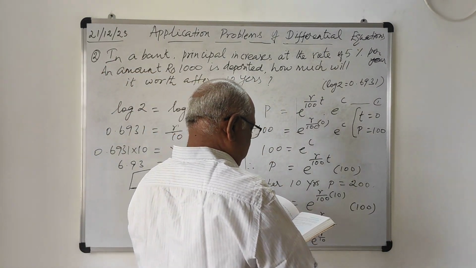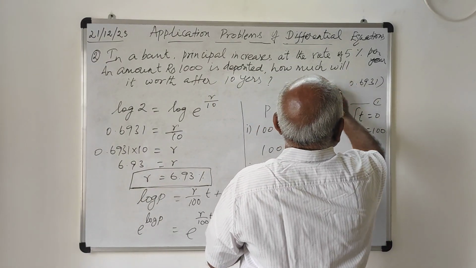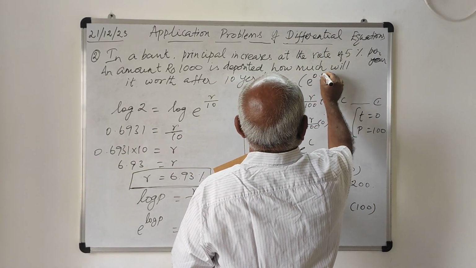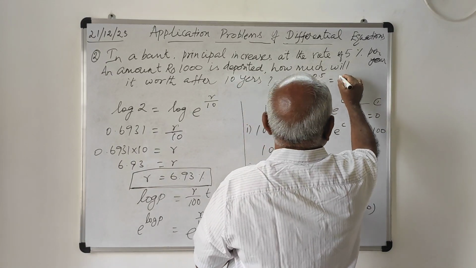Here also one value is given: e power 0.5 equal to 1.648.